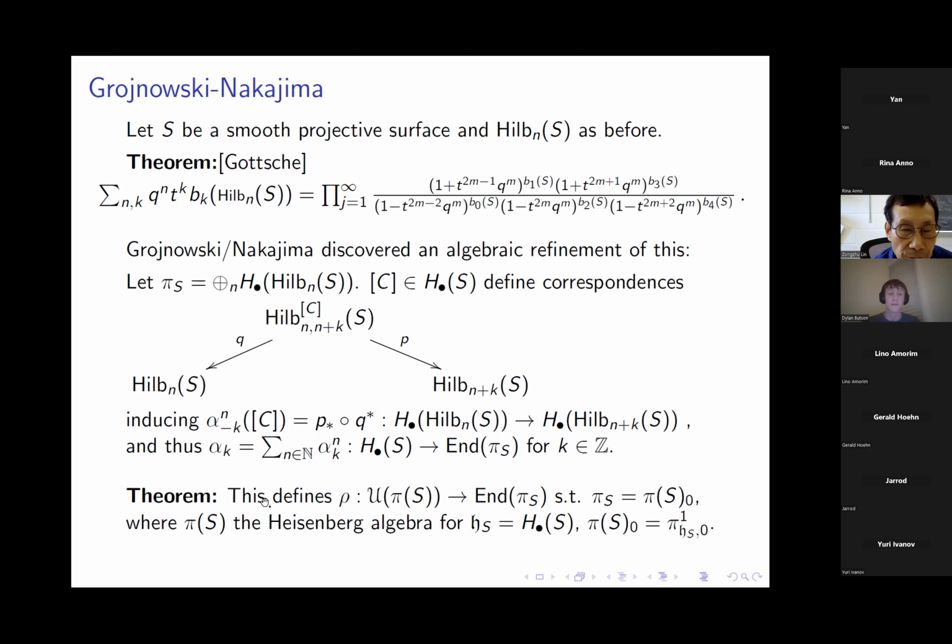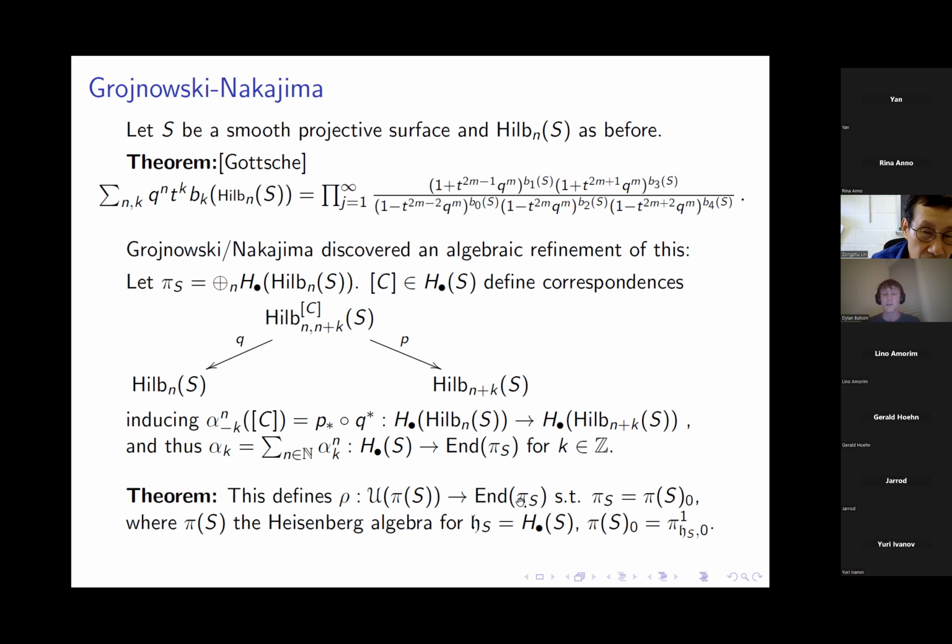And what they prove, the main theorem that you want to prove in this setting, is that this defines a representation of the algebra of modes of a vertex algebra, which I denote pi of S, where pi of S is the Heisenberg algebra, as I explained in the first lecture. This is the most elementary example of a vertex algebra. To define such a vertex algebra, you need to take a vector space with a pairing, and we'll take the homology of S itself together with the intersection pairing. And so this map defines a representation of the algebra of modes of this vertex algebra.